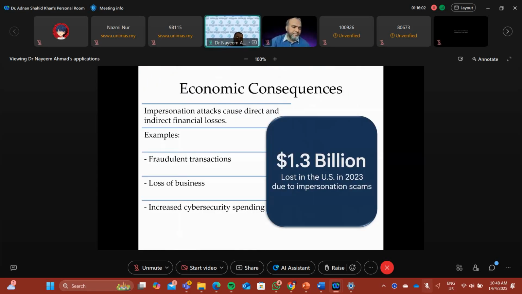Impersonation itself cost $1.3 billion, which was reported by the US in 2023. So cyber impersonation leads to financial fraud, legal costs, and business disruption. Organizations may face fines, lawsuits, and loss of customers. For individuals, identity theft may mean years of credit damage. It can take a very long time to recover from any damage caused by impersonation attacks.